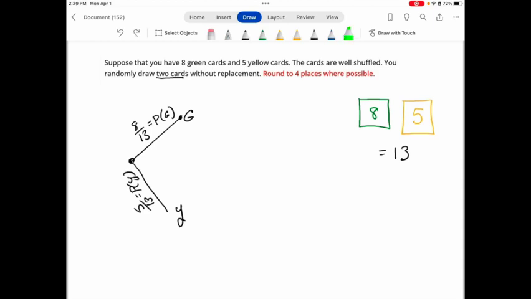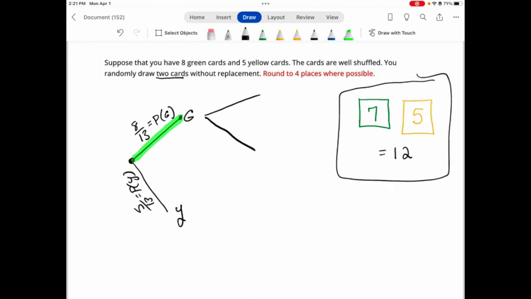Now we're going to go through and see what happens when we pick the second card. So that's going to be the second layer of branches. So if I assume that I pick a green card first, and because this is without replacement, that means if I pick out a green card, I only have 7 green cards left out of 12. So when I go to make my second layer of branches, I am going to be working with the assumption that I've already picked out 1 green card because we're coming down the green branch.